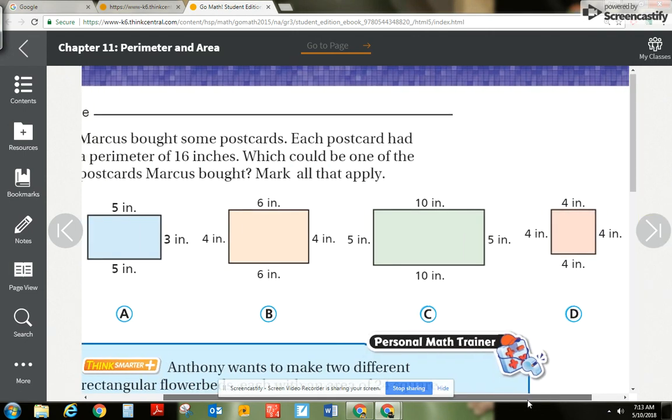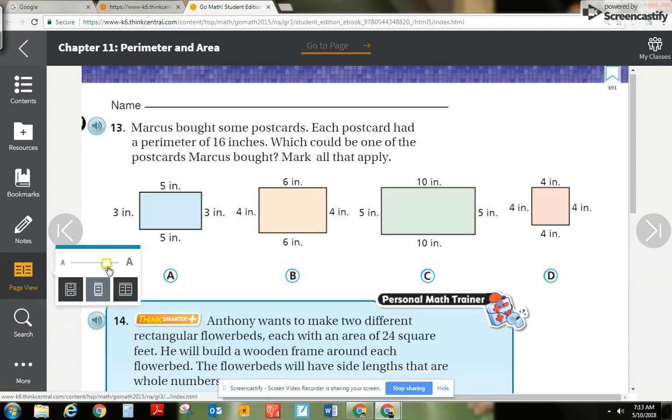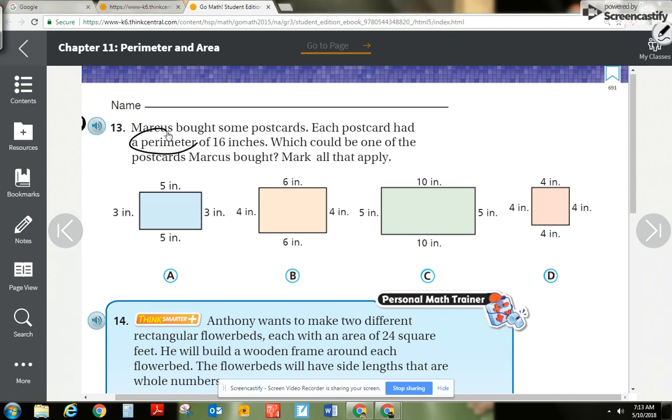All right, number 13. Zoom out here for you. Marcus bought some postcards. Each postcard had a perimeter of 16 inches. There's that vocabulary word. Perimeter is 16. Perimeter is the space around, that P tells me, and the P reminds me I need to add. Which could be one of the postcards Marcus bought? Mark all that apply. We've done this before. So we're going to add all the way around.